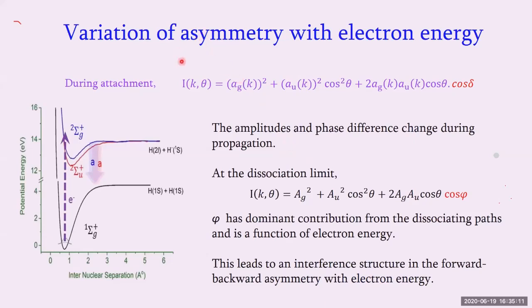Now, why does the asymmetry change with the electron energy? During attachment, as I said, we have this functional form. You see this cos delta here. Now, as the resonance state, the superposition state, evolves and dissociates, or I'll say the wave packet evolves and goes to the dissociation limit, it takes two different paths, because there are two distinct resonances. It starts from the same point and ends up at the same point. So you have two different quantum paths, and the two paths will introduce a phase difference between them. That is a phase difference coming from the propagation.